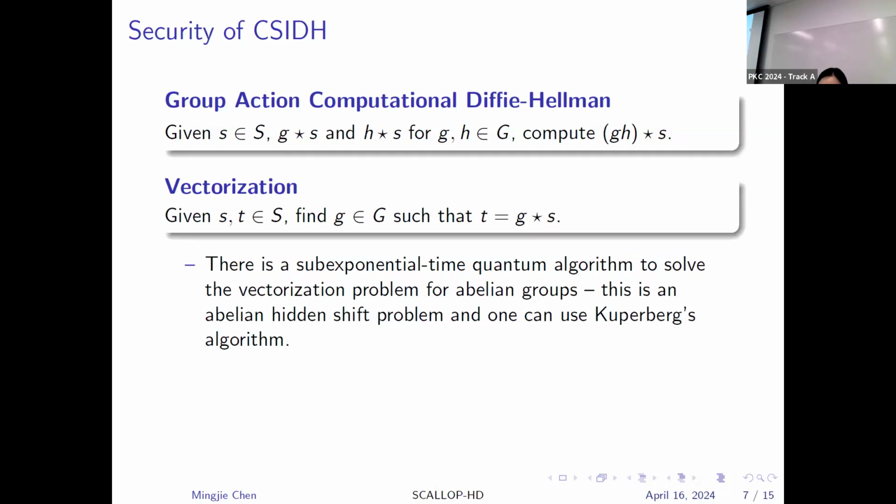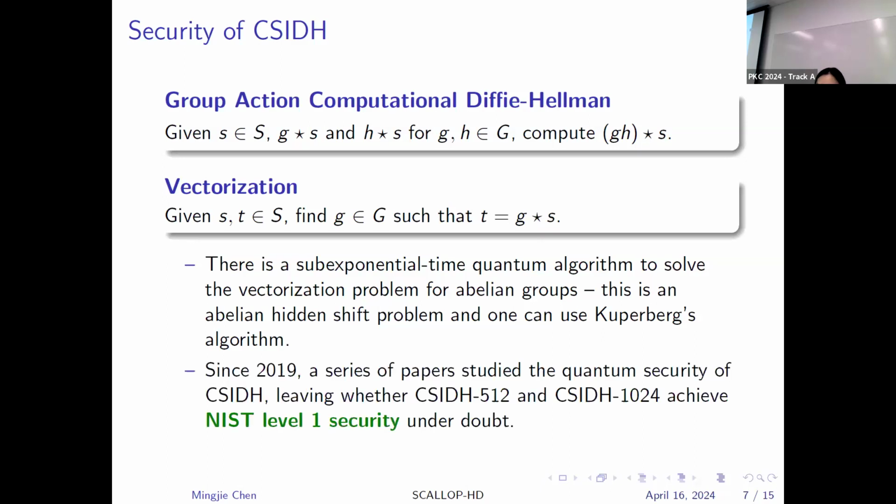There is a sub-exponential time quantum algorithm to solve the vectorization problem for abelian groups. This is an abelian hidden shift problem, and one can use Kuperberg's algorithm. Since 2019, a series of papers studied the quantum security of CSIDH, leaving whether CSIDH-512 and CSIDH-1024 achieve NIST level 1 security under doubt. So even 1024 would probably not be enough, and therefore we cannot stay with just 512. So it is really important to construct EGAs that can scale.